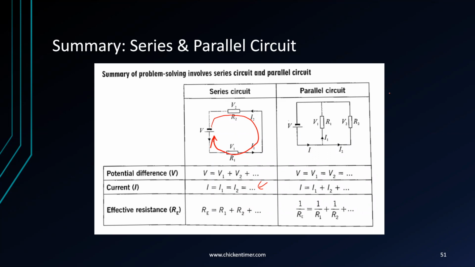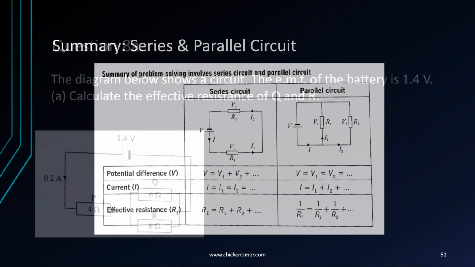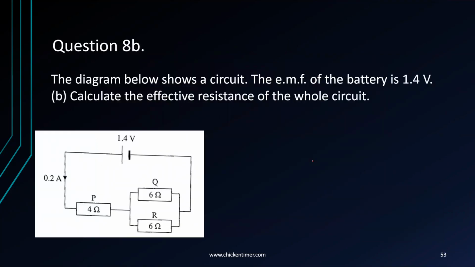Then for the parallel circuit, you see that the potential difference is the same across all resistors. Then the total current is the sum of the current in each individual branch. Then the effective resistance is like this. One of the things is you shouldn't miss out this one because it will give you a totally different answer. So now the questions from here onwards are all a mix of parallel and series together. So you can use whatever knowledge that you have and attempt all these questions.